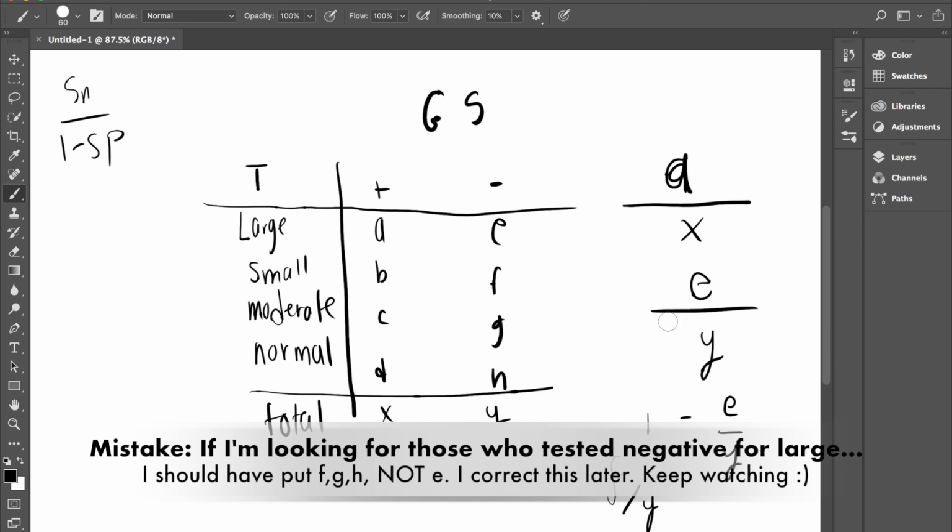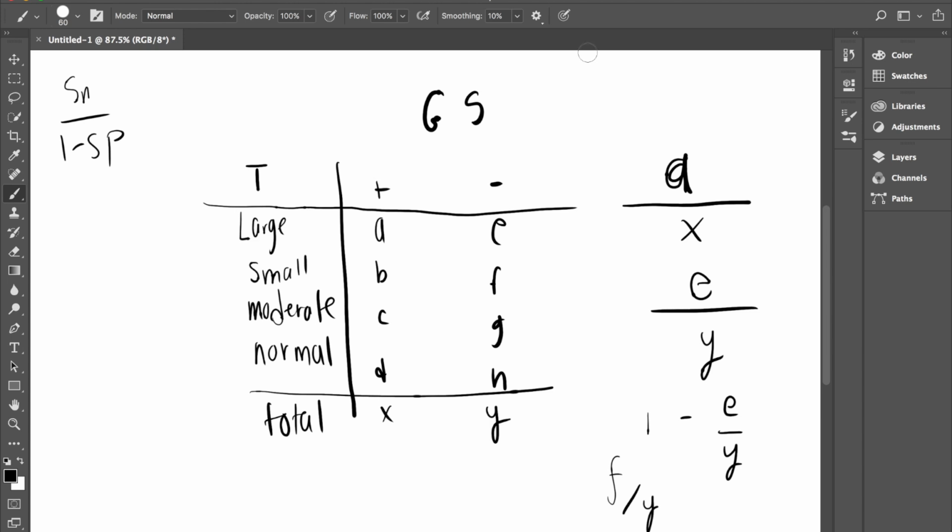So I'm going to calculate, and actually I think I might have said something wrong here, because specificity is the amount of people who don't have the target disorder. So really what I should have said, not E over Y, it should have been F plus G plus H over Y. It's the proportion of people who don't have the target disorder and who have a negative test result. So it's all of these people. I said that wrong. I'm really sorry about that.